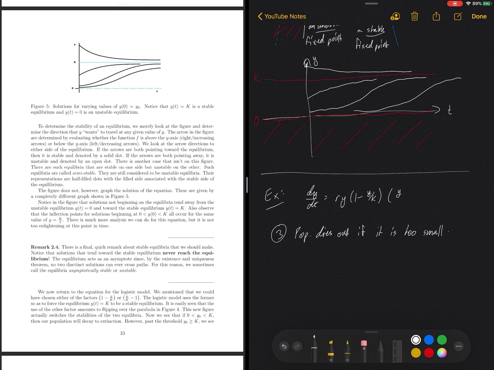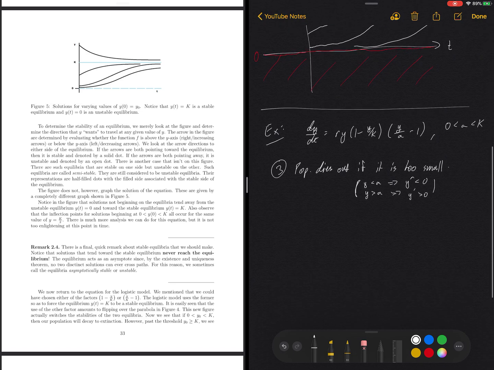So we're adding one more term here, and we have logistic growth, 1 minus y over k. But we also have to add one more term in here, and I'm going to call it a threshold, so call it y over a minus 1. Okay, and why is it y over a minus 1? Because I need this guy to be negative if y is small, right? So if y is less than a, then y prime would be negative. If y is greater than a, then y prime is positive. And this matches our intuition for this third rule.